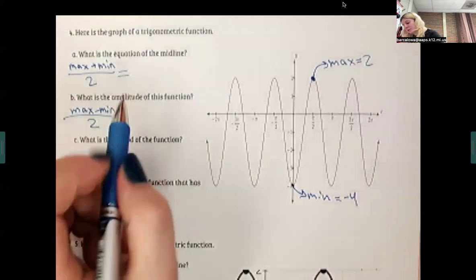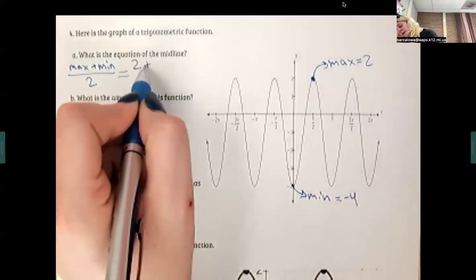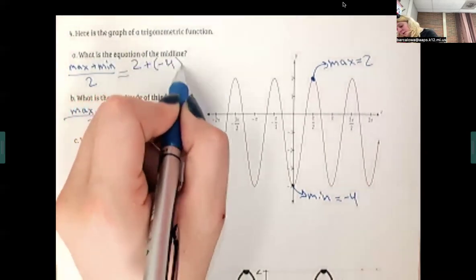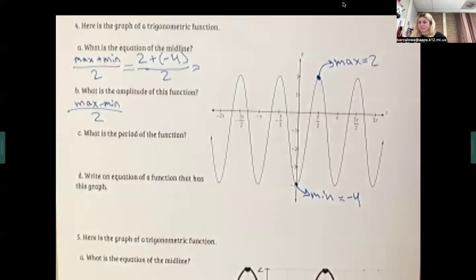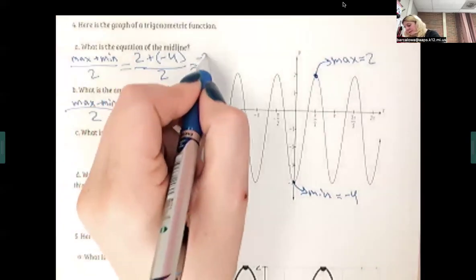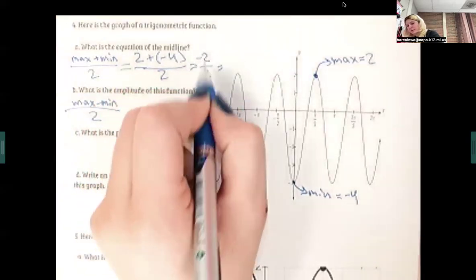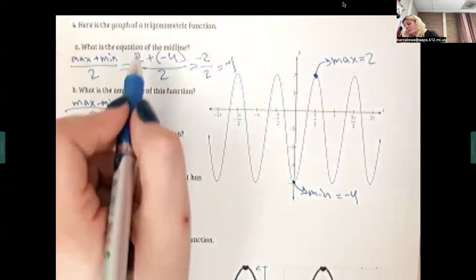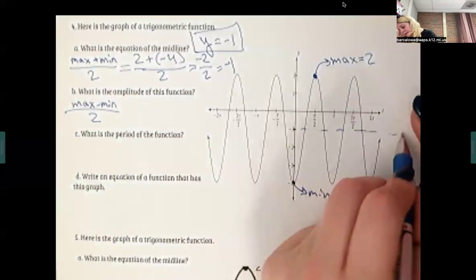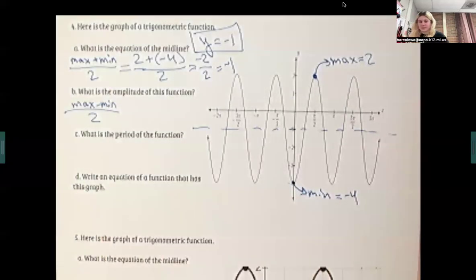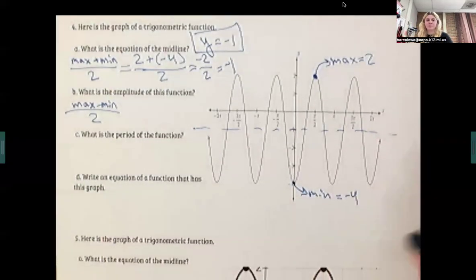Okay, so I'm just going to plug those in. So 2 plus a -4 over 2. Okay. 2 plus -4 is -2. Divided by 2 gives me -1. So the equation of the midline is y equals -1. Okay, and we can always sketch that in and see, hey, does that make sense? Yeah, that looks to be about the middle to me.